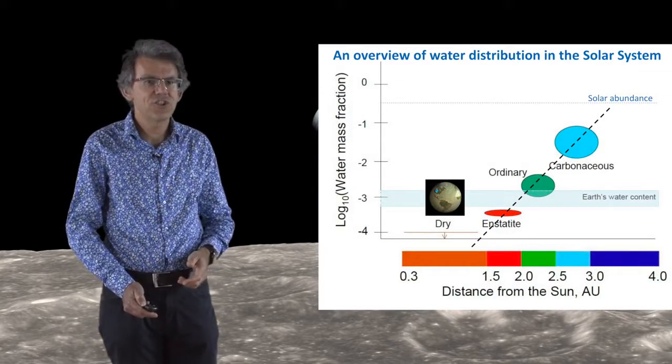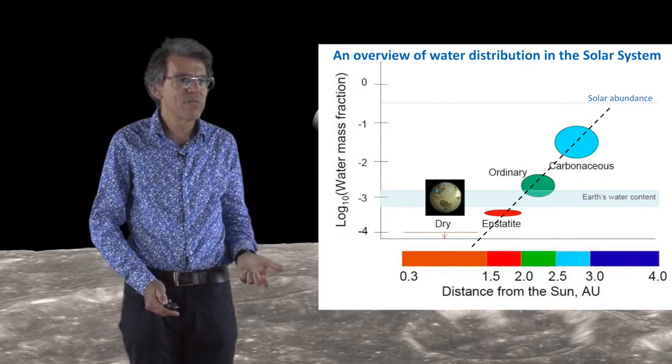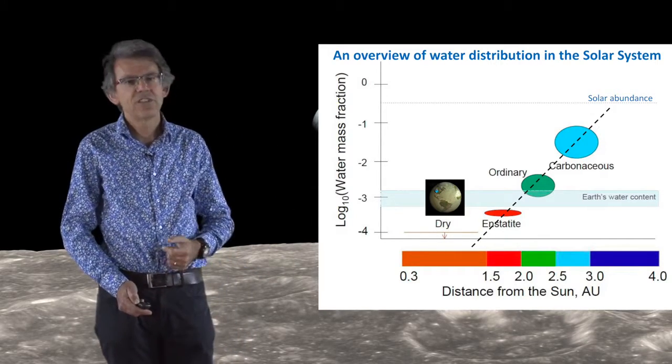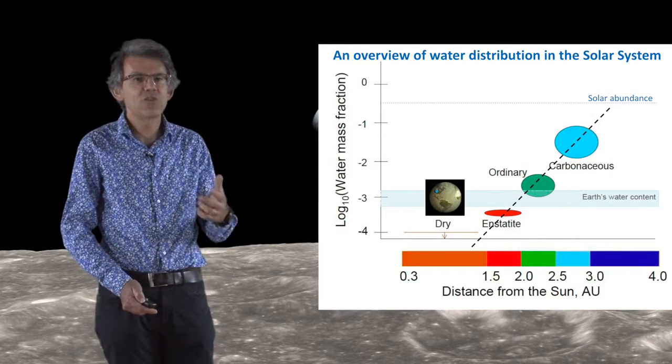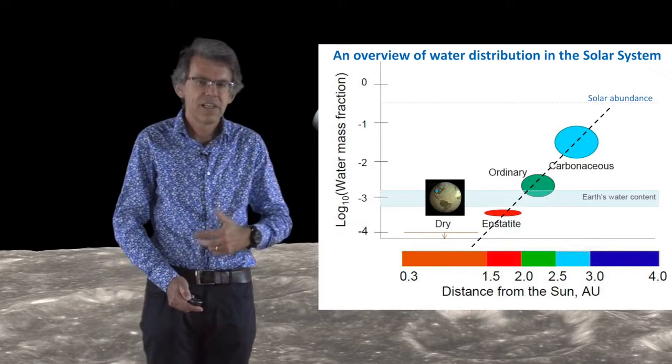We have seen in part 5 that the Earth is quite dry, but compared to this correlation, the Earth is actually richer in water by 1 or 2 orders of magnitude compared to what we would expect from this correlation. So this suggests that the Earth accreted its water from planetesimals that formed further out in the solar system. And these planetesimals could be carbonaceous asteroids or maybe even comets.